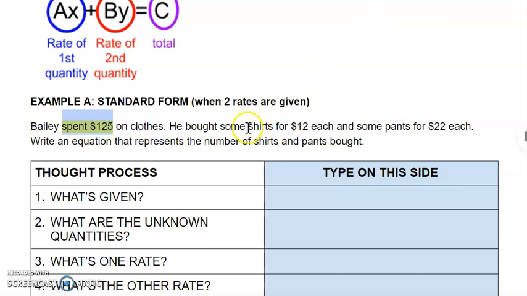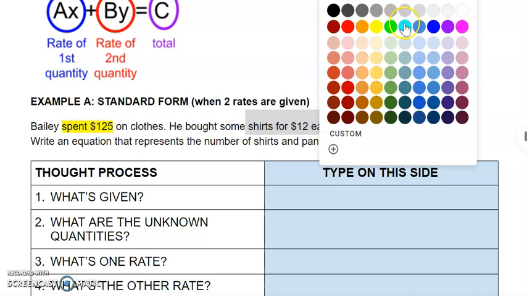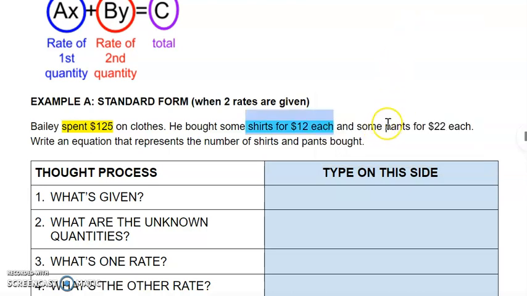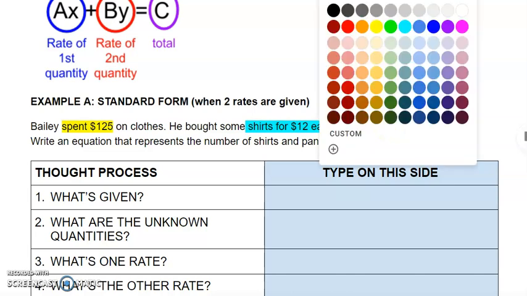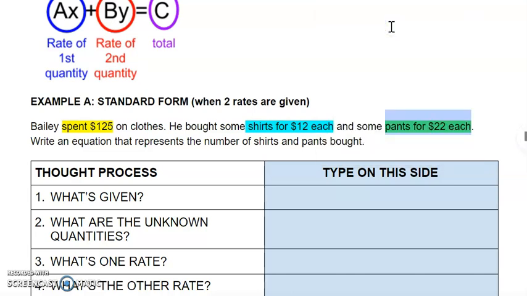I'm reading and I see, oh hey, he got some shirts for $12 each. That's a rate. I'm saying how much each thing costs. And then he bought some pants for $22 each. That's another rate. I'm saying how much something costs for each thing. And we want an equation here, so we know it's going to equal something.